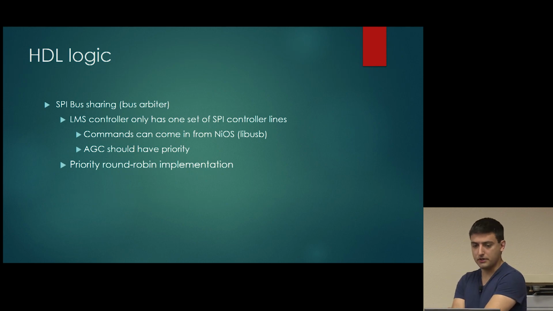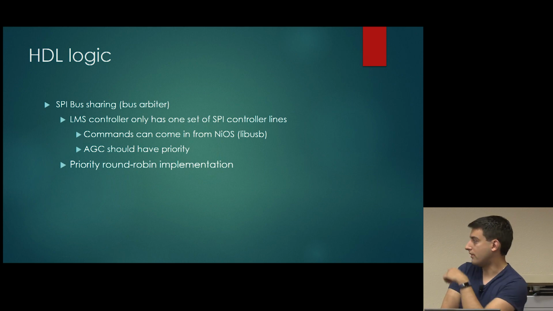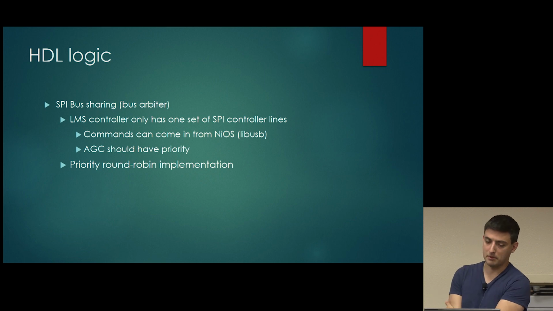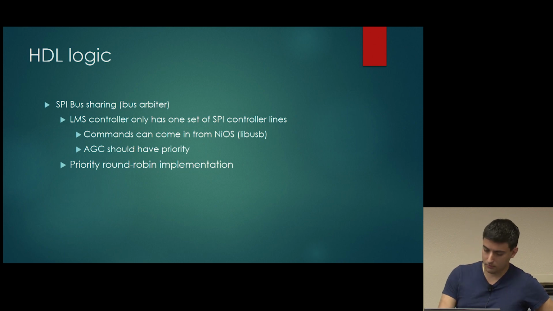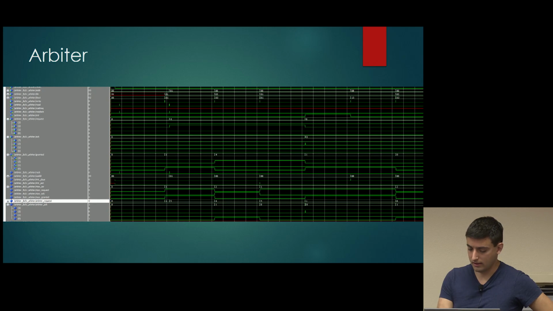So there's one issue, which is the SPI bus, which is the way of changing the gain settings, was also used by other things in the bladeRF FPGA image. So basically there was a SPI bus arbiter that had to be implemented to allow the command line and the AGC to be able to use the SPI bus without affecting one another's operation. The arbiter was a priority-driven round-robin arbiter, and the AGC was given the absolute greatest priority, I'm sorry.